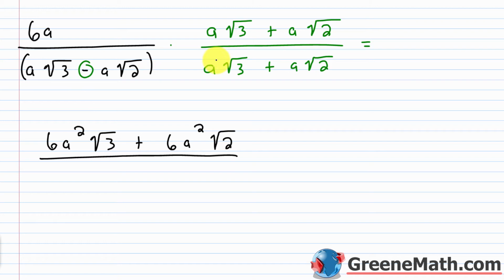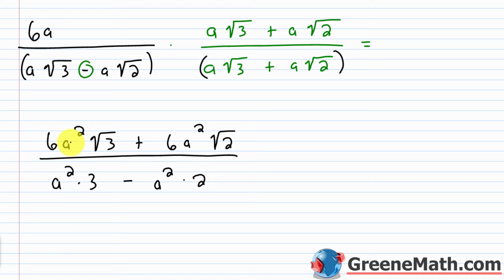Again, for these, we could use our special products formula. So I'll take the first guy and square it. So I'd have a squared times the square root of 3 squared, which is 3. Then you'll have minus. We take this guy and square it. We'll have a squared multiplied by the square root of 2 squared, which is 2.